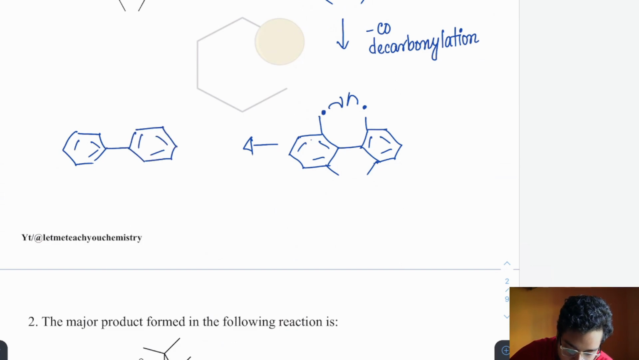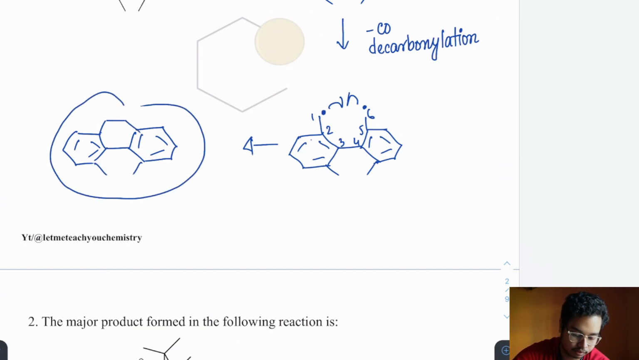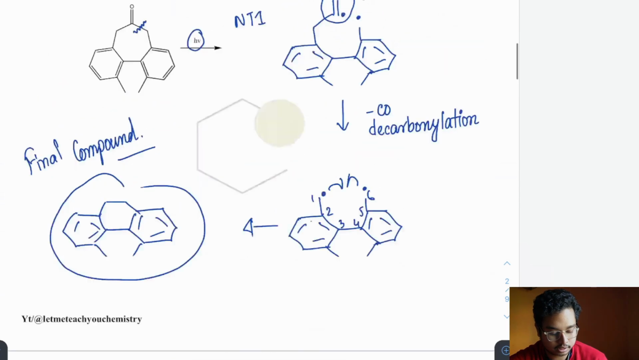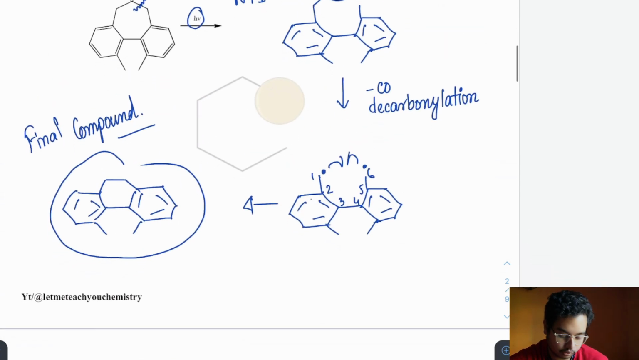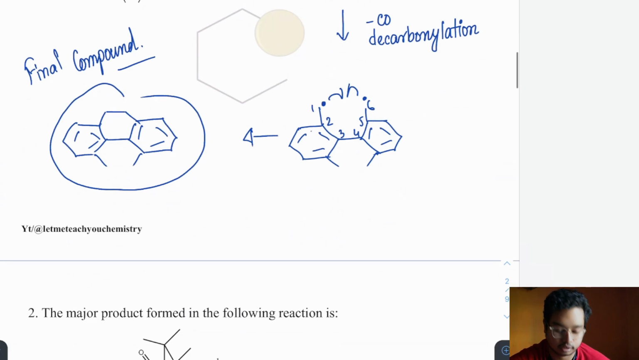Now here see, 1, 2, 3, 4, 5, 6. That means a 6-membered ring is generated. So this will be our final compound. This is the reaction. Now let us move on to the next reaction.